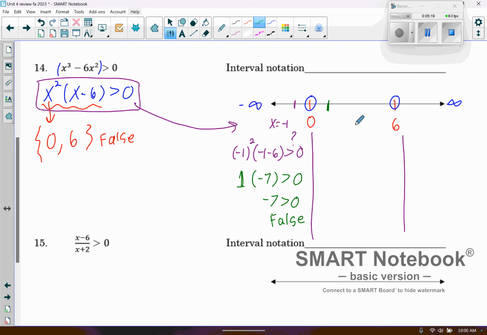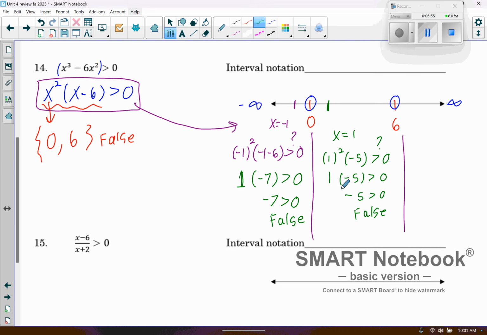Then we need to test a point over here, where x equals 1 would be an easy one. So we're going to have 1 squared, and then 1 minus 6, which is negative 5. And then we're asking ourselves, is that greater than 0? That would become 1 times negative 5 is greater than 0. Is negative 5 greater than 0? That actually comes back false again. So a lot of times the pattern is true, false, or whatever. In this case, we have a false, false.